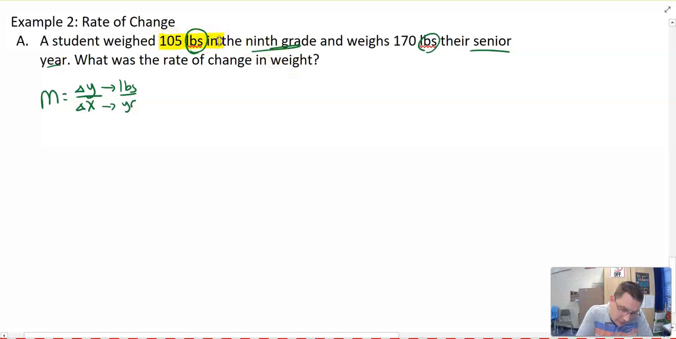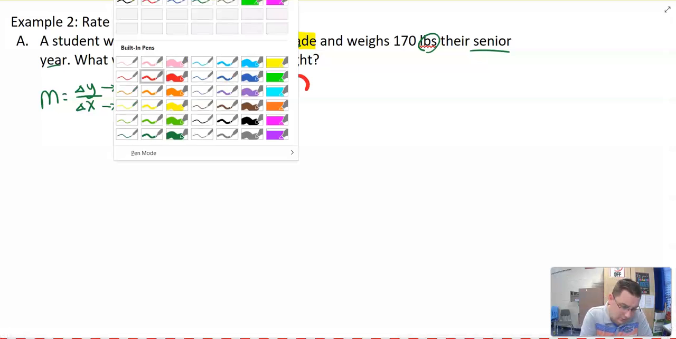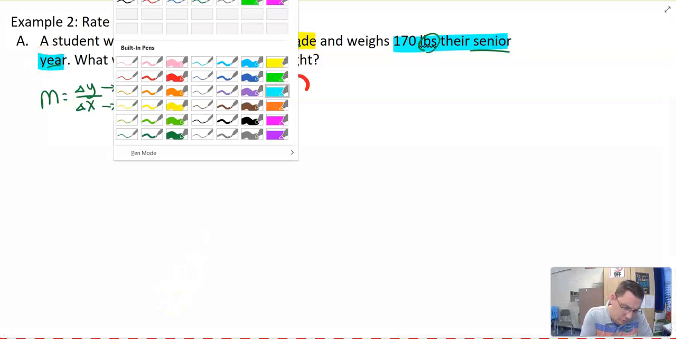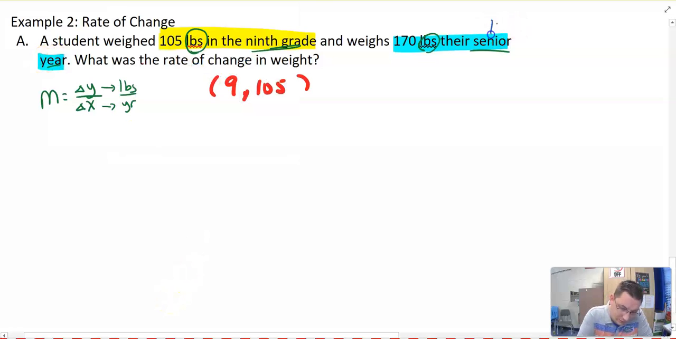And so we've got 105 pounds in the 9th grade. So that's going to be written as an ordered pair. And remember we said that the pounds would be the y. So 9th grade, 9, 105 pounds. So 9, 105. And then we've got the second one. He weighs 170 pounds their senior year, or she. And so what is senior year? What grade is senior year? That is 12th grade, right? So our ordered pair here is 12, 170.